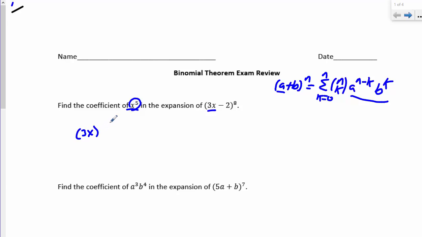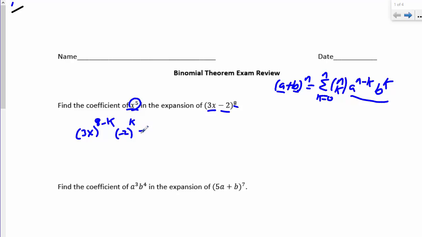I'm going to put 3x to the power of n minus k. That's what it says right here, n minus k. n is in fact this 8 right here, so it's really going to be 8 minus k. Okay, so my b portion right here is going to be negative 2. So I'm going to put negative 2, and it says right here to raise this to the power of k.